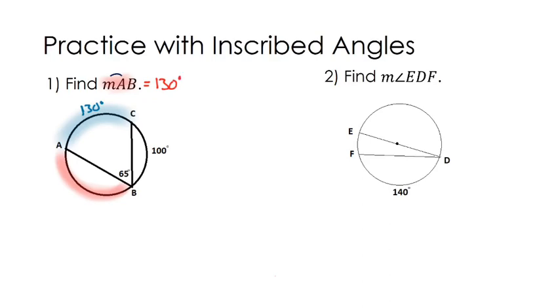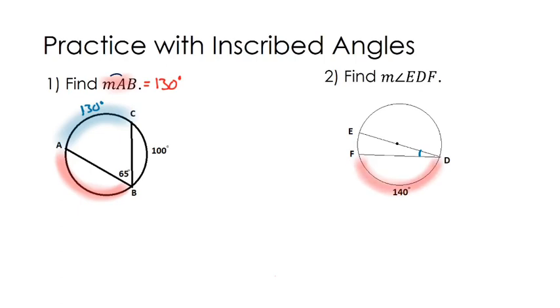On the second one, we're trying to find the measure of angle EDF, which is this angle right here. We note that it's an inscribed angle, but in this problem, it looks like we're given even less information than the previous problem because we're only given arc FD, which is 140 degrees.